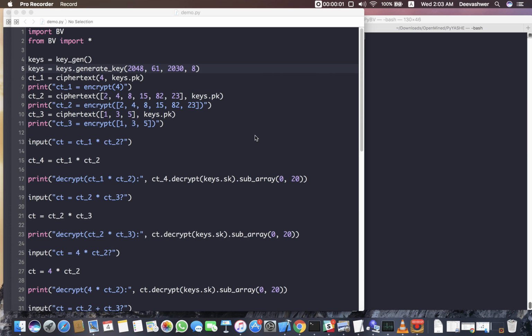Hello everyone, I'm Deevashwer. I have been involved in the development of the PyBV and PyYASHE repositories of the OpenMined project, and I'll be demonstrating the same today. I'll be going through the functionality that each API currently provides, so let's get right in.